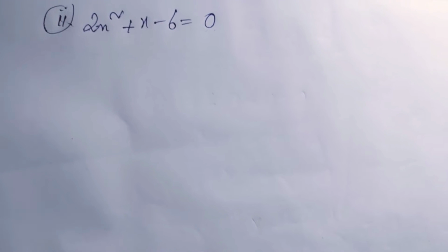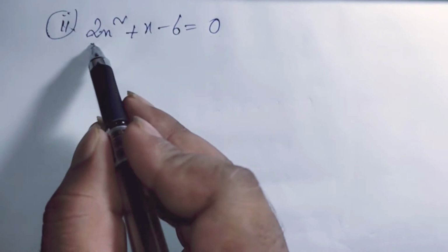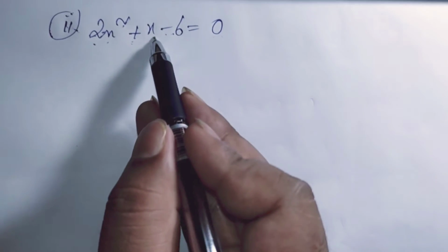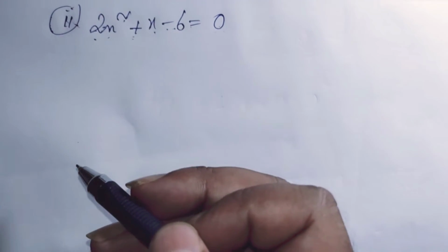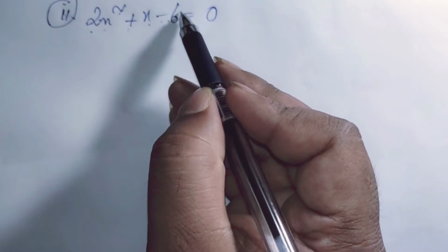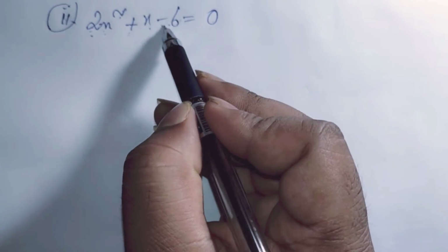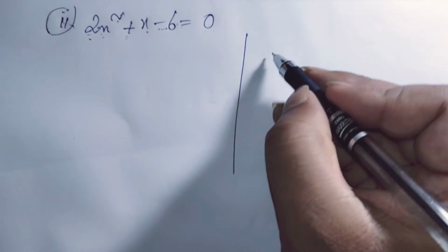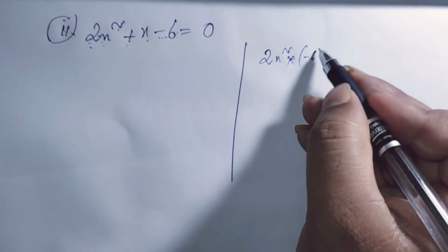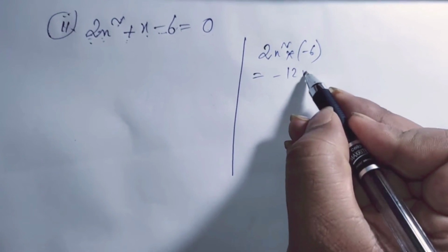Now we are going to solve question number 2, that is 2x squared plus x minus 6 equals 0. Again we take the first term, x with the highest power, and the last one, x with the lowest power, that is 2x squared multiplied by minus 6. So we will again do rough work. 2x squared multiplied by minus 6, the answer you get is minus 12x squared.